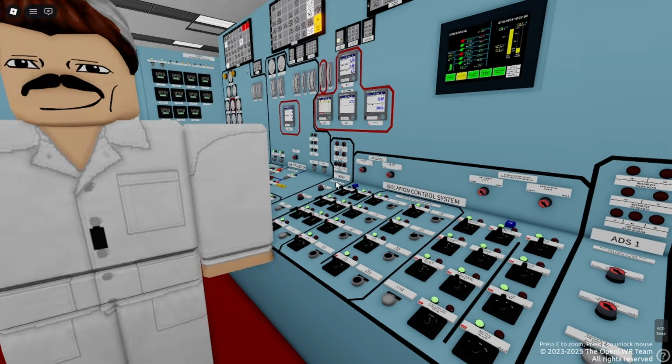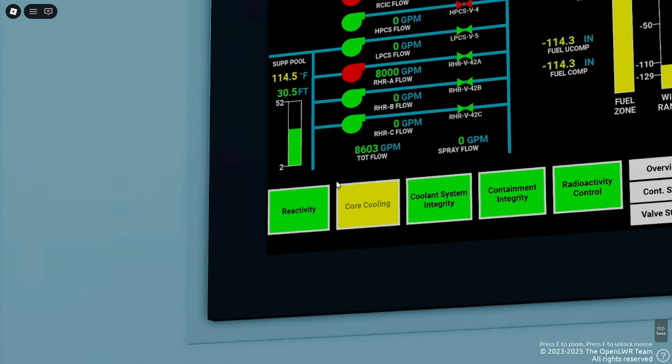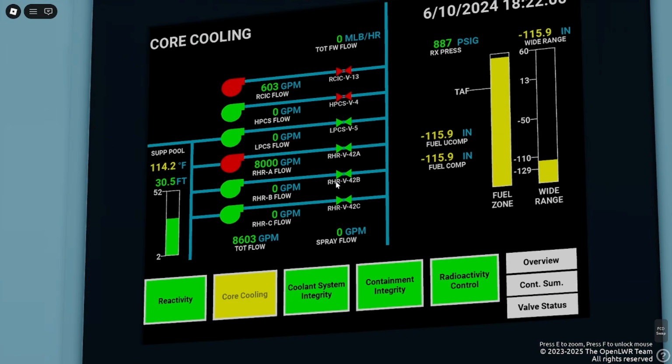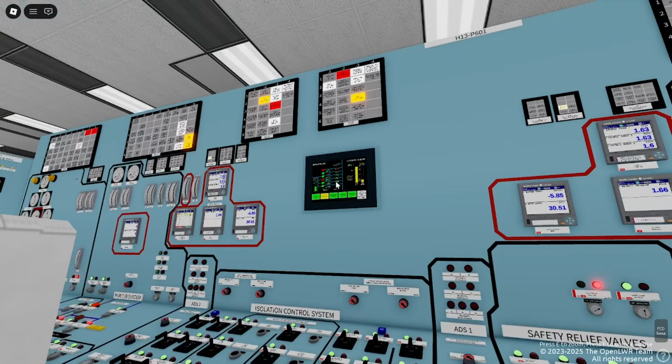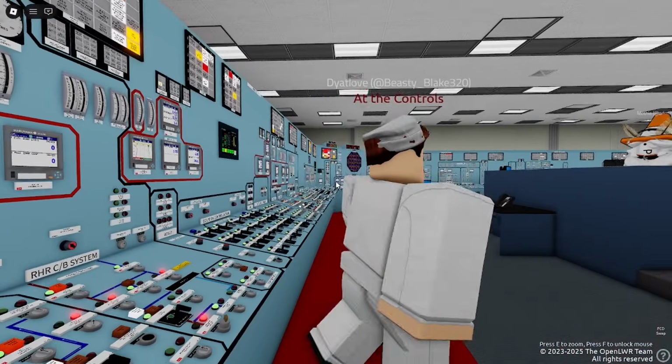Let's see, we have low suppression pool level on minus 5.85 inches and stable. I understand it's a low suppression pool level of minus 5.85 inches and stable. That's correct.